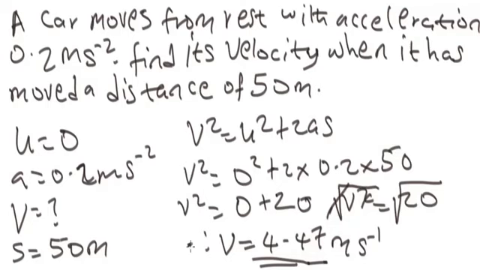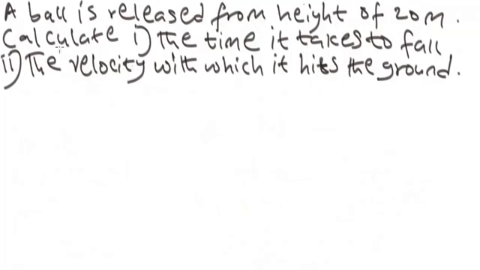Let's wipe this and look at another question. This question here says a ball is released from a height of 20 meters. Calculate (i) the time it takes to fall, (ii) the velocity with which it hits the ground. Alright, since the ball is released from a height, that means this is a motion under gravity. Let's bring our parameters.